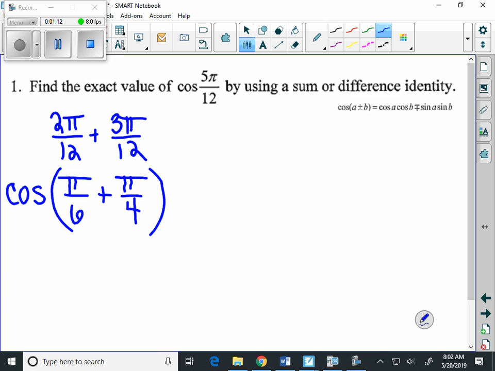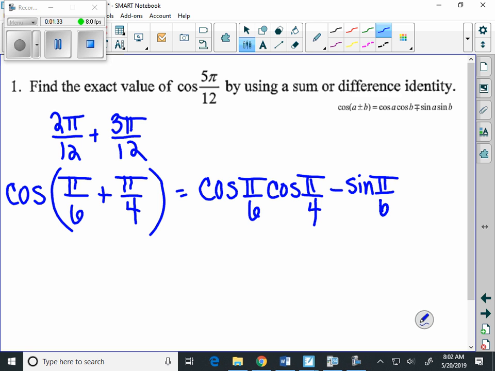We're going to fill them back into the formula here. So this is going to be cosine of pi over 6 times the cosine of pi over 4, minus, look back at your formula, minus, and then it's going to be sine of pi over 6 sine of pi over 4.